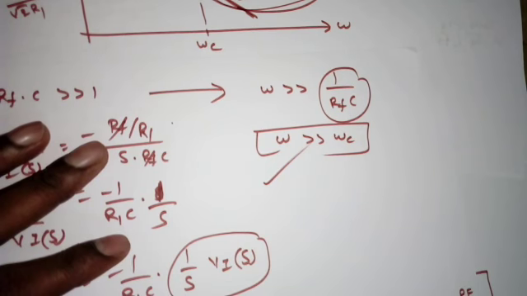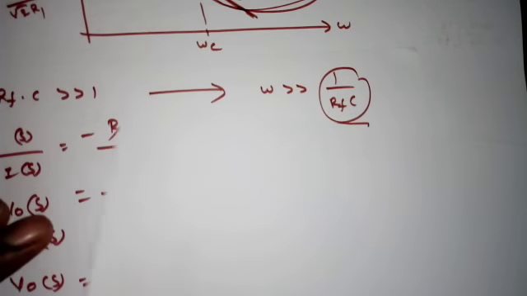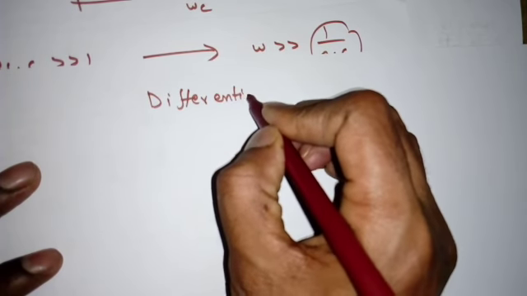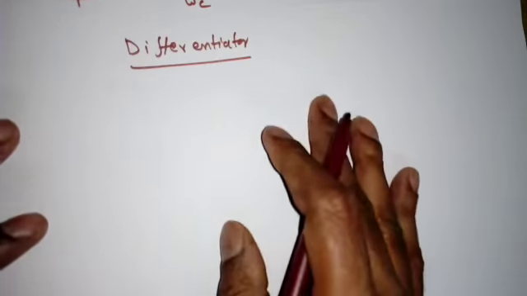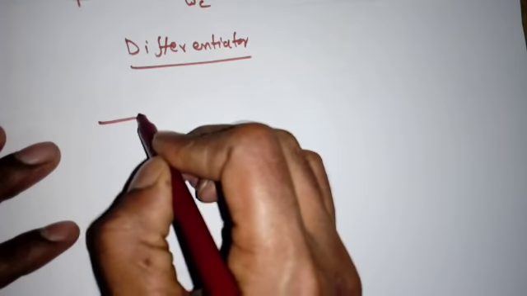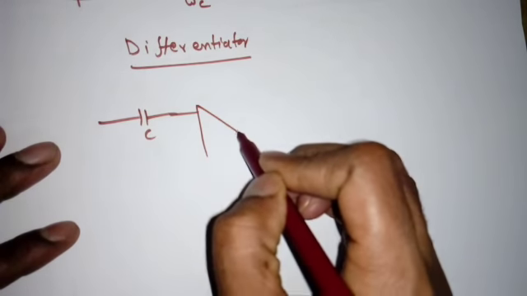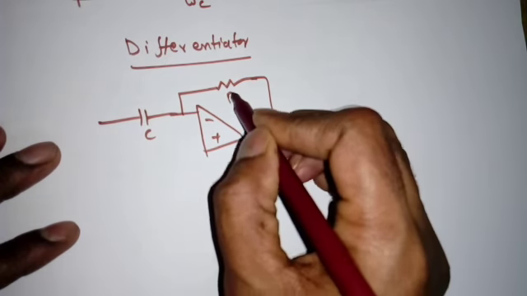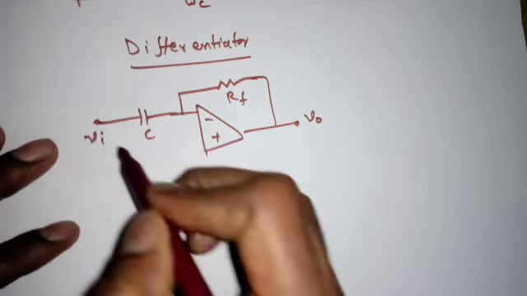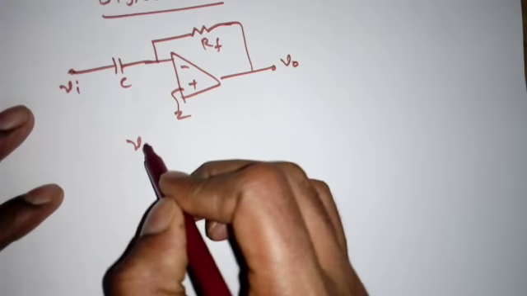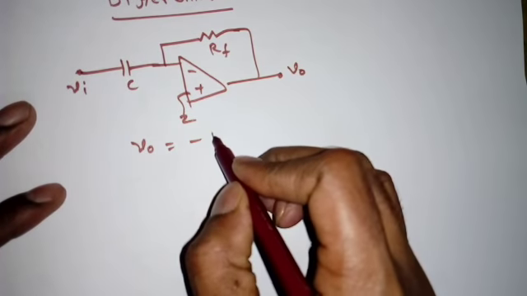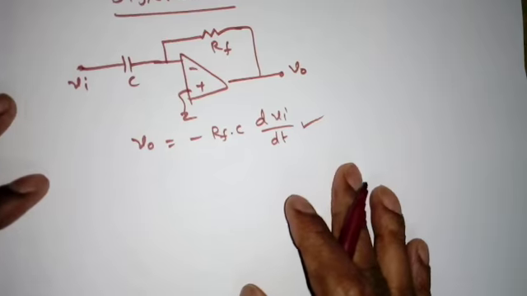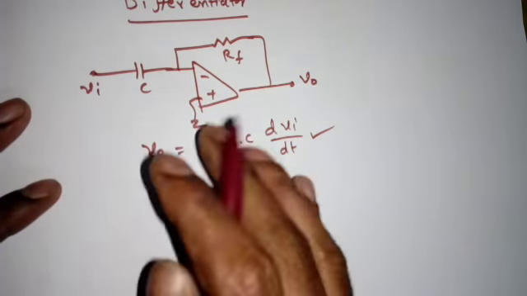Now I will make conclusions on this differentiator and integrator. If it is a differentiator, if I want only differentiation, for analysis purposes the circuit is something like this: minus, plus, this is V0, RF, C, Vi, grounded. So V0 will become minus RF into C into dVi by dt. But for practical purposes this is not suitable.